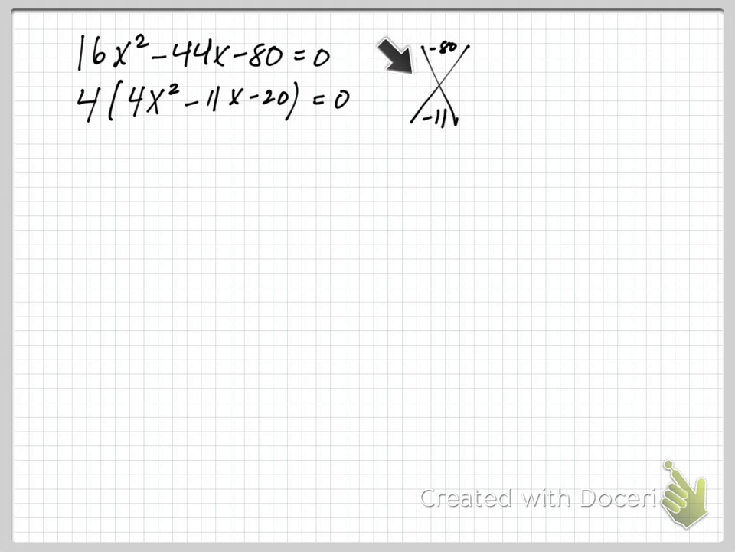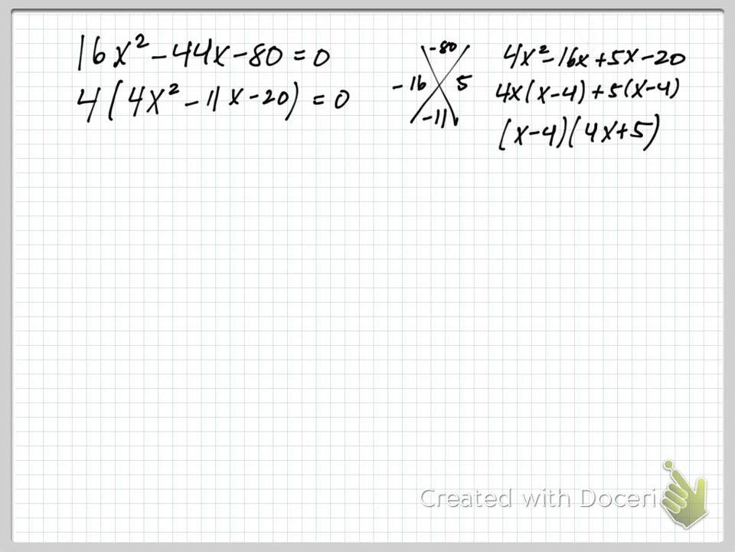You can try 80, I guess, and 1, but somehow you need to get negative 11. I also noticed that this ends with a 0, so I know it's divisible by 5. So then I checked, and 5 times negative 16 works, and it adds up to negative 11. So I went ahead and continued with that, and I split up the negative 11x into minus 16x plus 5. Then I did some grouping, and I finally was able to factor it.